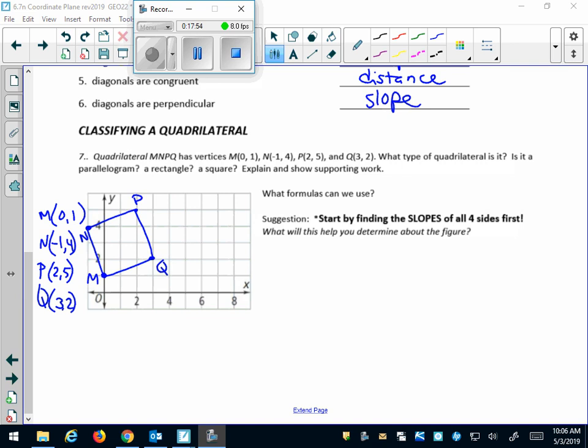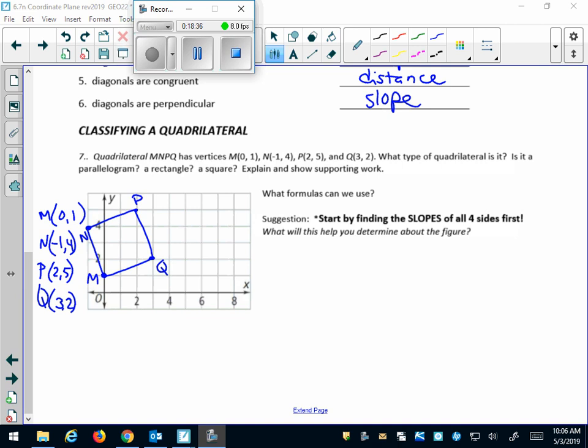If we guess that this might be a square, maybe it's a rhombus, we're not exactly sure because we can't tell just by looking at it, but we think that maybe it's one of those. What we want to do is use our formulas to prove or confirm what we think it is. If we think it's a rhombus, we would have to show that all the sides are the same length, right? If we think that it is a square, we would have to show that all the angles are right angles.